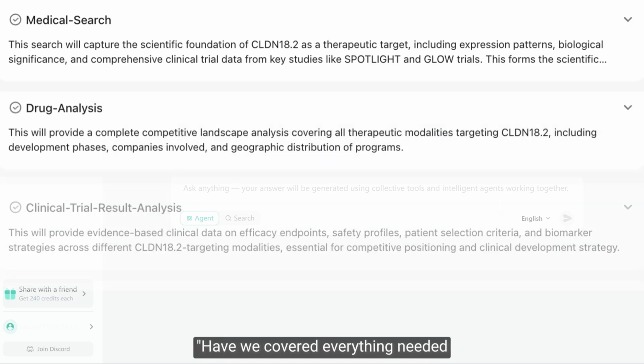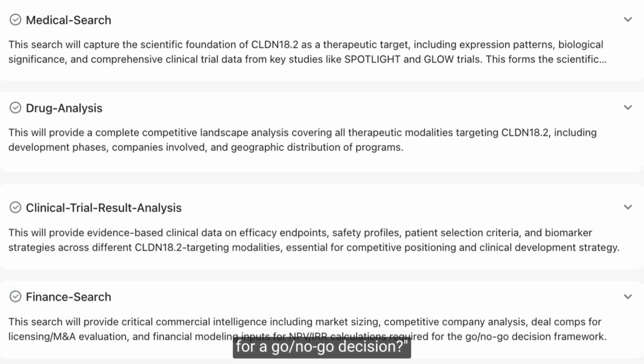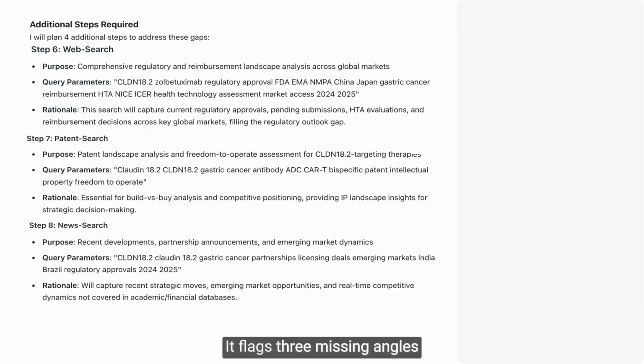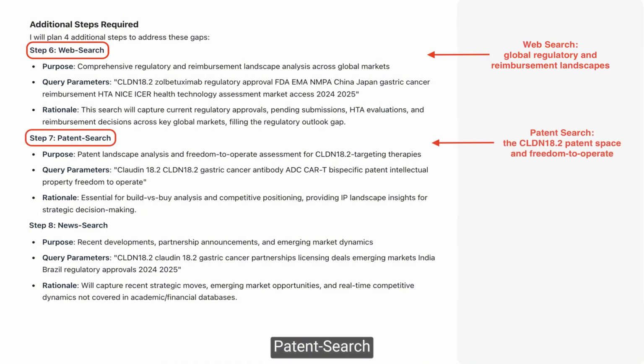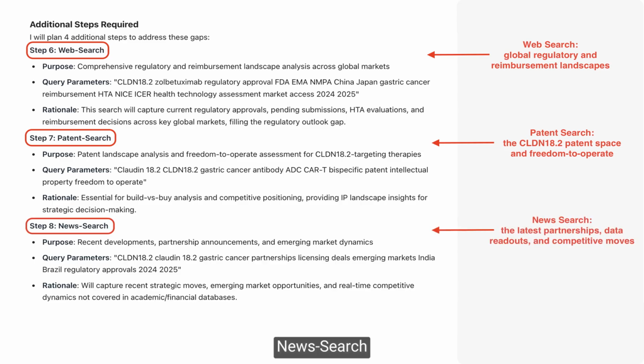Have we covered everything needed for a go or no-go decision? It flags 3 missing angles and proposes additional steps. Web search for global regulatory and reimbursement landscapes. Patent search for the CLDN18.2 patent space and freedom to operate. News search for the latest partnerships, data readouts, and competitive moves.